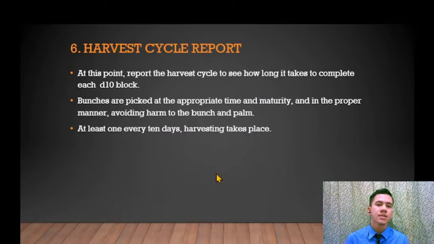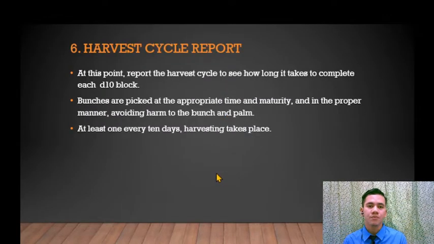Okay. Next, harvesting cycle report. At this point, the harvest cycle is reported to see how long it takes to complete each D10 block. Bunches are picked at the appropriate time and maturity and in the proper manner, avoiding harm to the bunch and palm. And last, harvesting takes place at least once every 10 days.